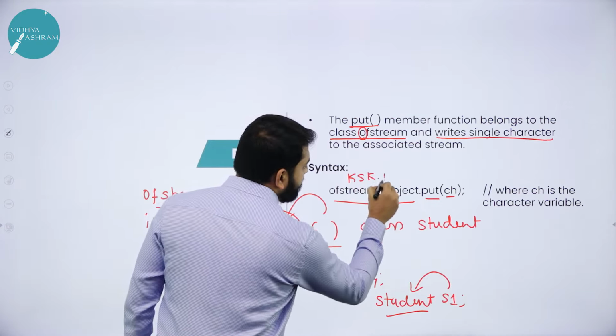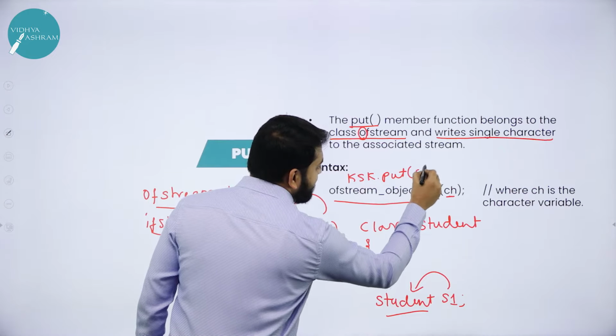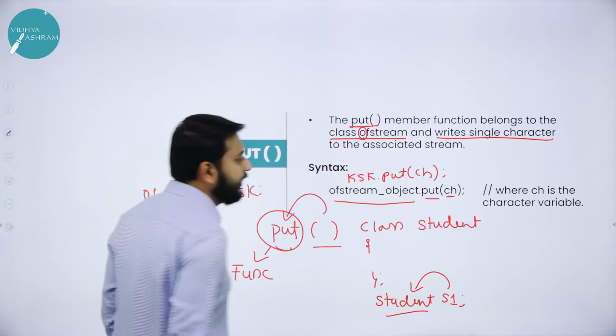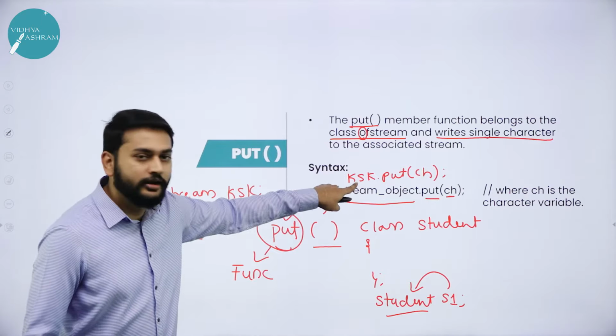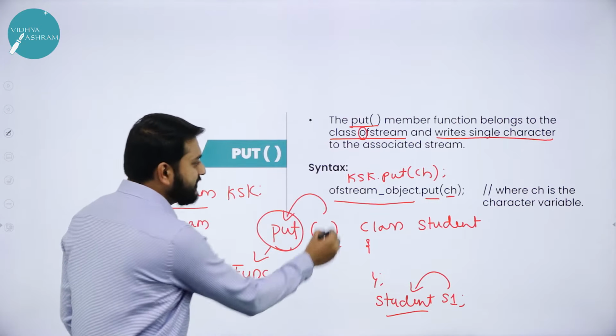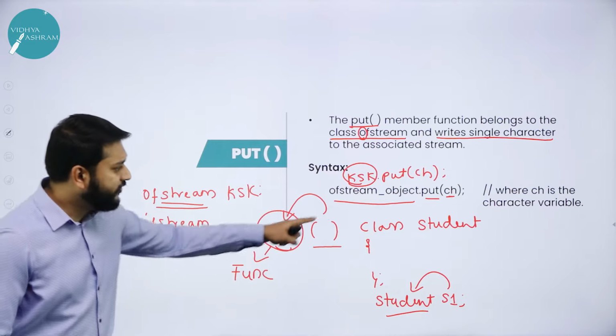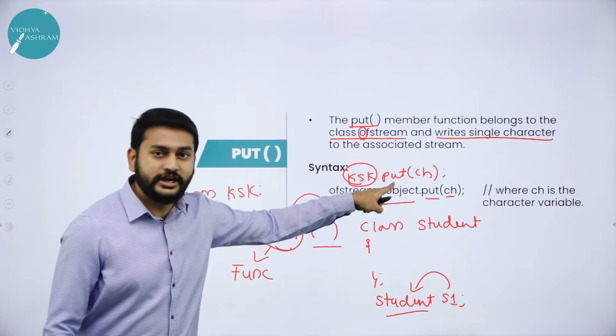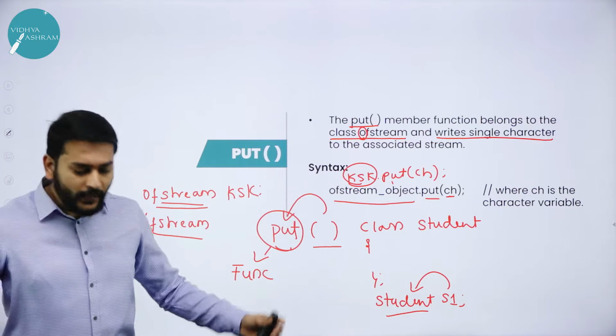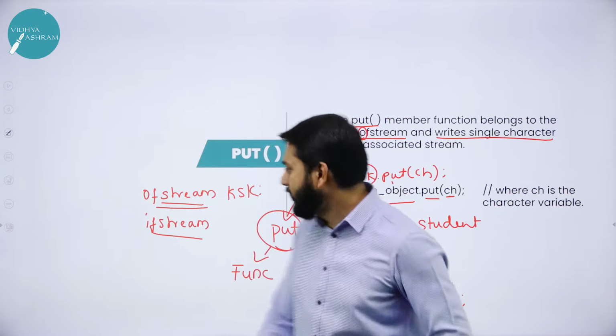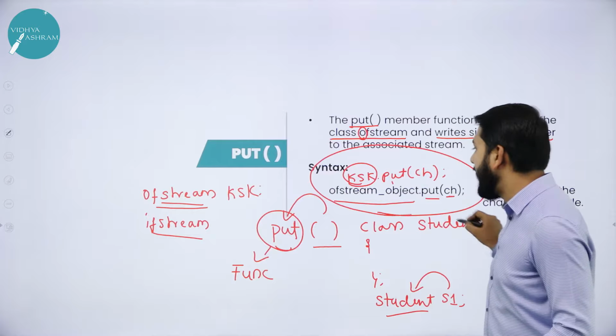cout.put(ch). So this is how exactly it looks. Hope you understand this, right? This is the object that I'm trying to create for this. Whatever you want, you can create. But what is the function that I should use? I should use put. That's all that you have to understand in this particular line, right?